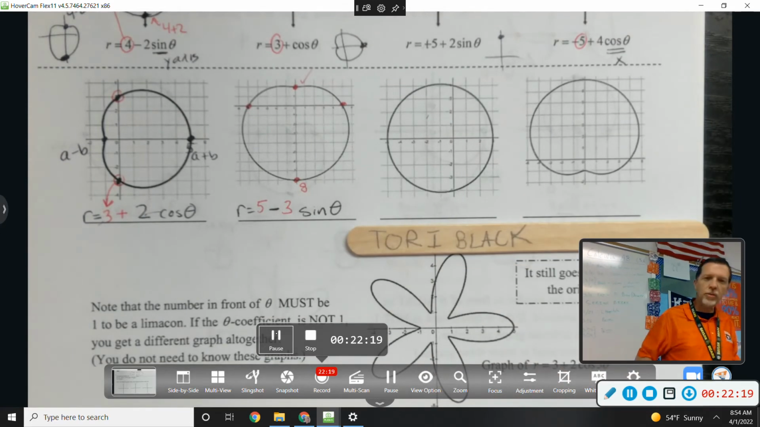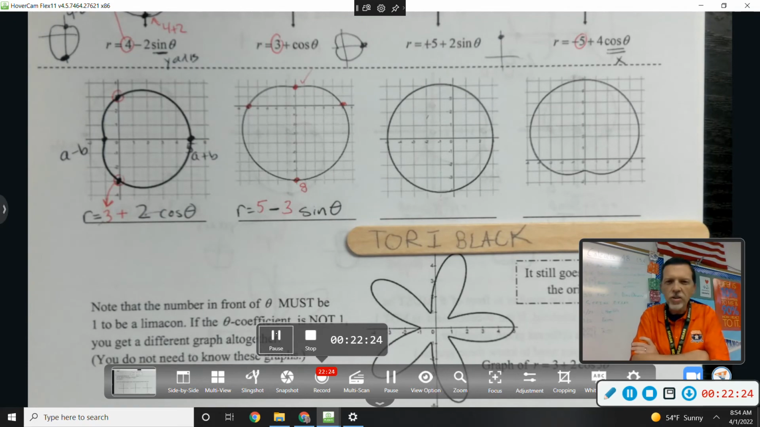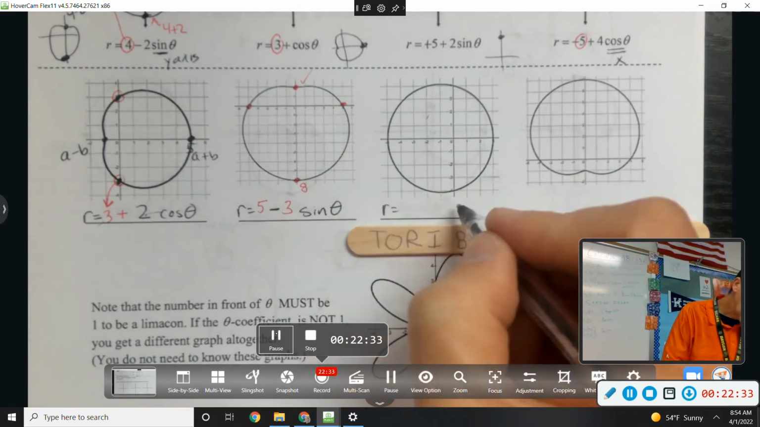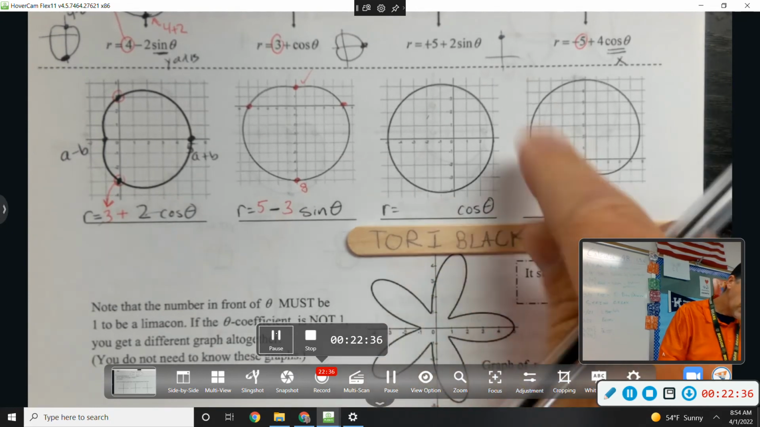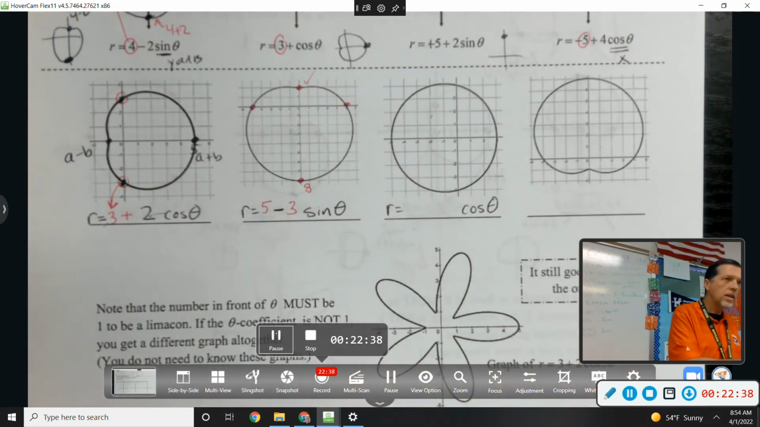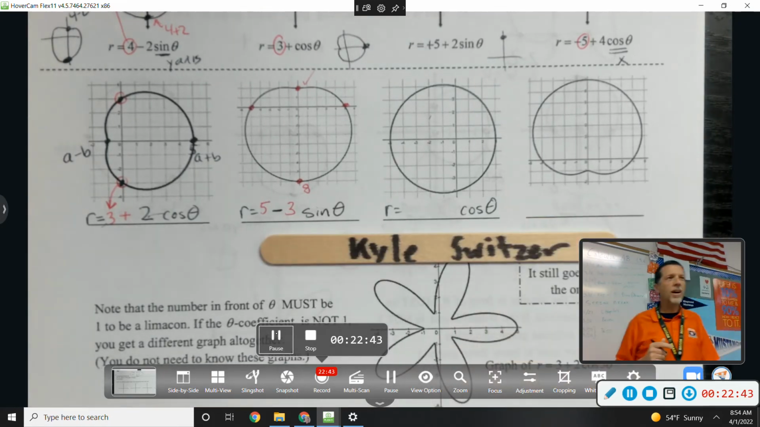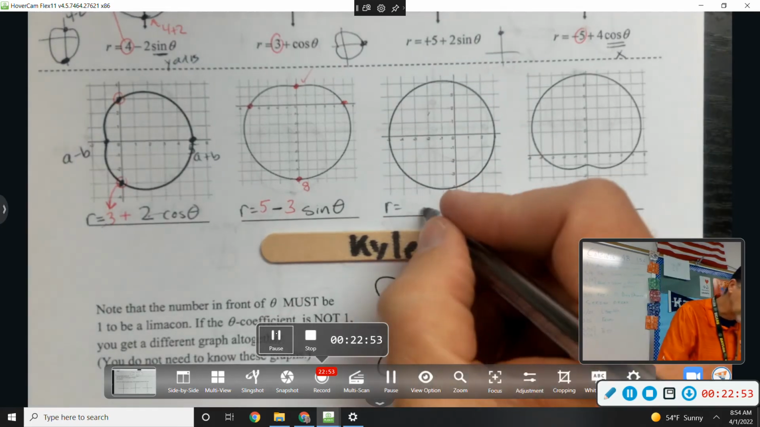Tori, that next one's kind of tricky to tell, maybe. Is that a cosine one or a sine one? I think it is a cosine one. Kyle, I feel like it's pointing the wrong way. Right? It's pointing to the left. So what does that mean? It means it's a minus cosine one.